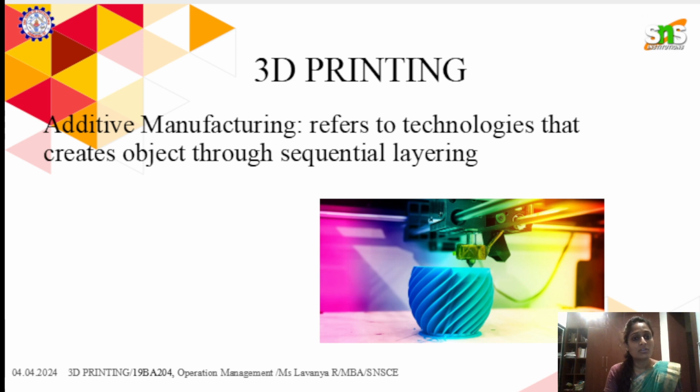Additive manufacturing refers to the technologies that create objects through sequential layering. That is what it means. Any object that we are going to produce will be based on the technology. We'll be layering it using sequential and additive manufacturing processes. That is how the 3D design printing happens.